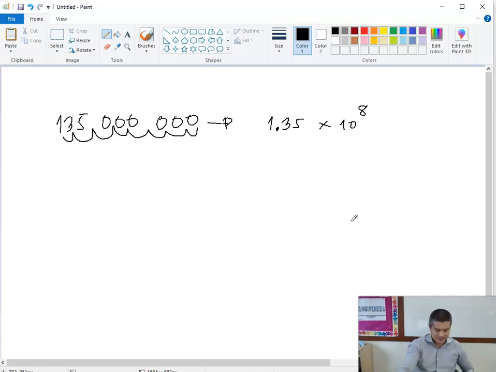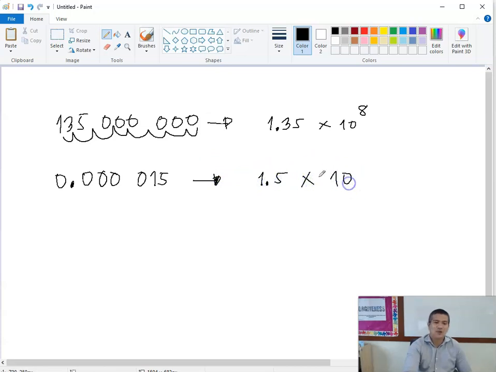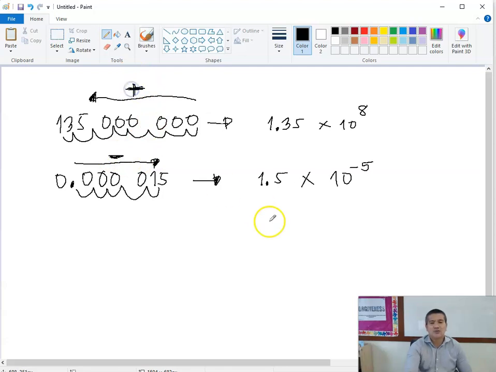Okay, for example, let's say we have 0.000015. How will we write this one? The point is here, in the decimal place. So the answer will give us 1.5 times 10. How many times do we move the decimal place? 1, 2, 3, 4, and 5. So it will give us negative 5. Again, if we go from right to left, it will give us a positive exponent, but if it is left to right, we have a negative exponent. So that is how you will solve for the exponent.